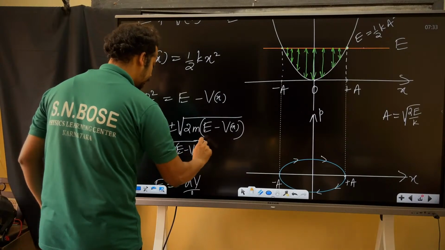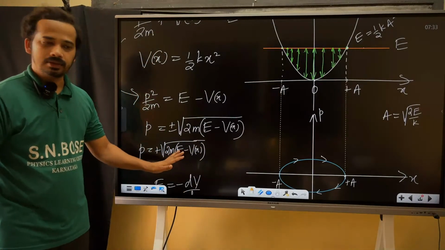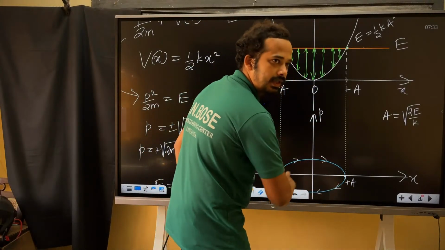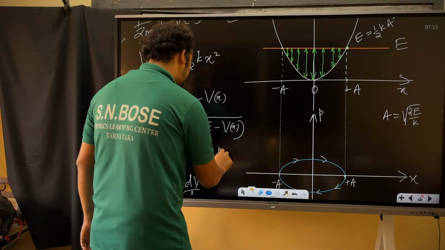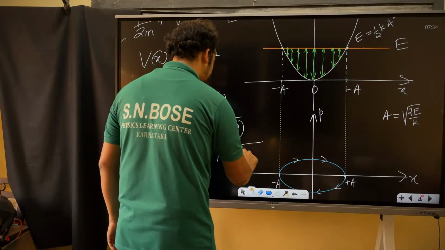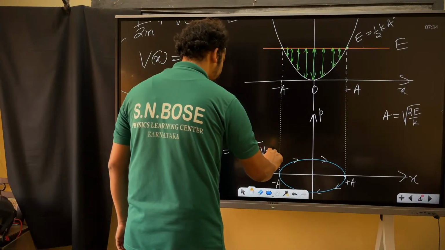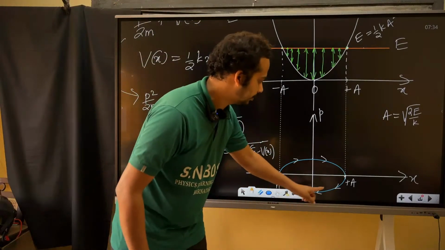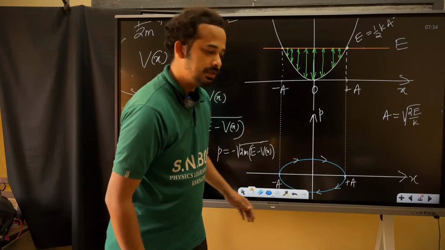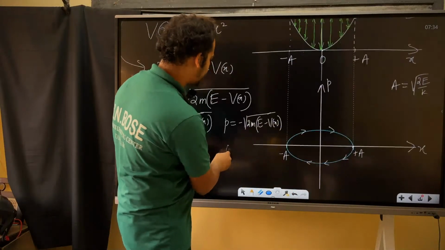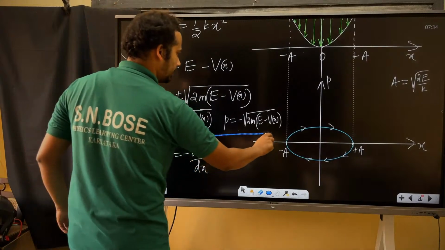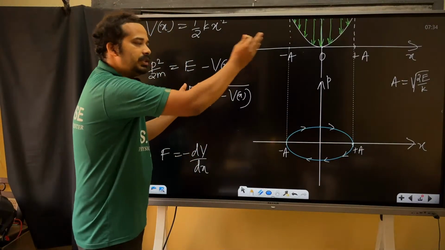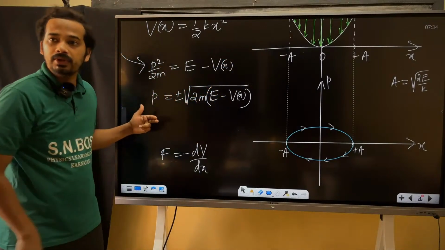Let me first draw this one. That E minus V of x was 0 here, highest here, 0 here, I will draw it roughly. Again, one more possibility is p equal to minus root of 2m into E minus V of x. That means momentum has a negative value, negative highest value, again 0. So whatever phase space trajectory you take, E minus V of x varies in one particular manner, but you have a positive root as well as a negative root for momentum.